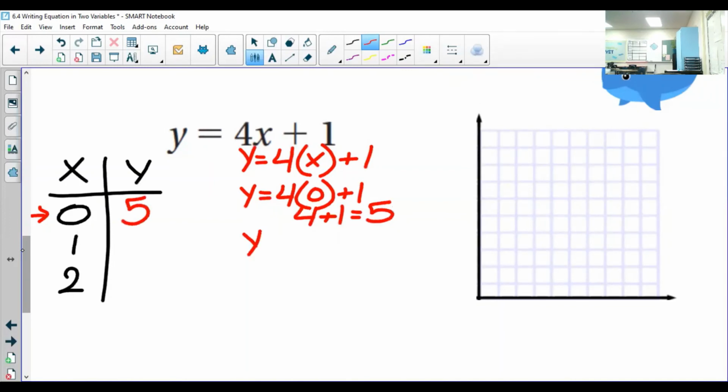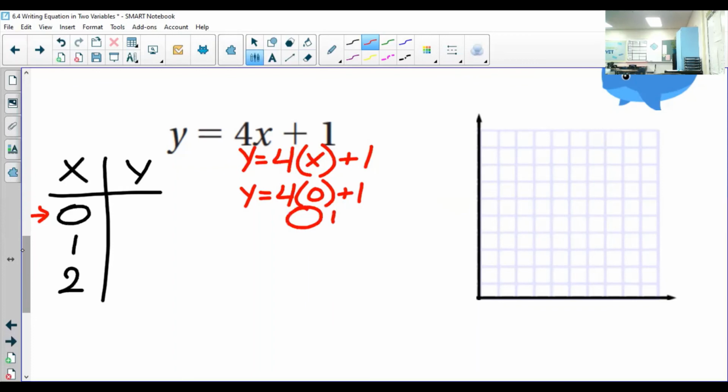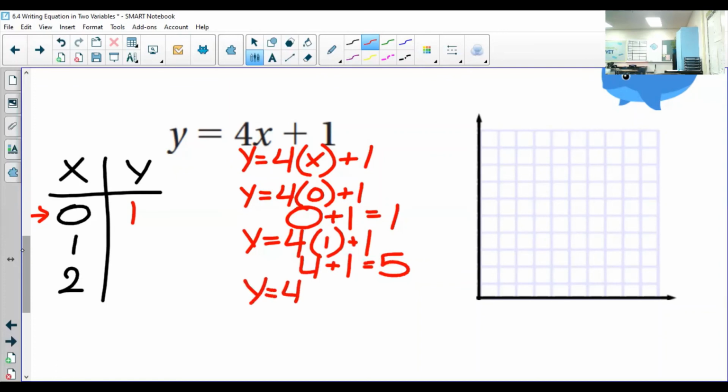Next one, we have y equals 4 times 1 plus 1. Well, oh, I just messed up. Oh my goodness. Anyone else catch that? 4 times 0 isn't 4. 4 times 0 is 0. Plus 1 is 1. So that's going to be a 1 right there. Whew, good thing I checked. Okay, here we go. Now we're going to do 4 times 1, which will be 4 plus 1, which is 5. Next one, y equals 4 times 2 plus 1. 4 times 2 is 8, plus 1 is 9.